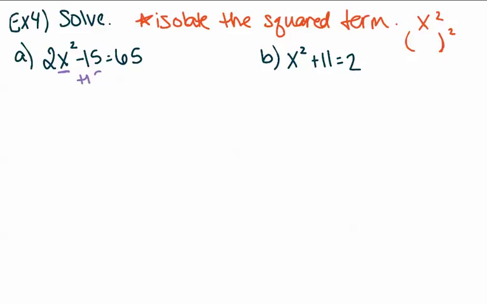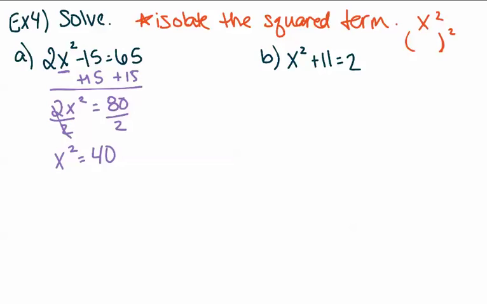So we'll go ahead and add 15 to each side. So now I have 2x squared is equal to 80. Now the square term is not by itself because the x is not by itself. I still have that 2. So divide by 2. So now I have x squared equals 40. So once I've isolated that square term, then I solve.